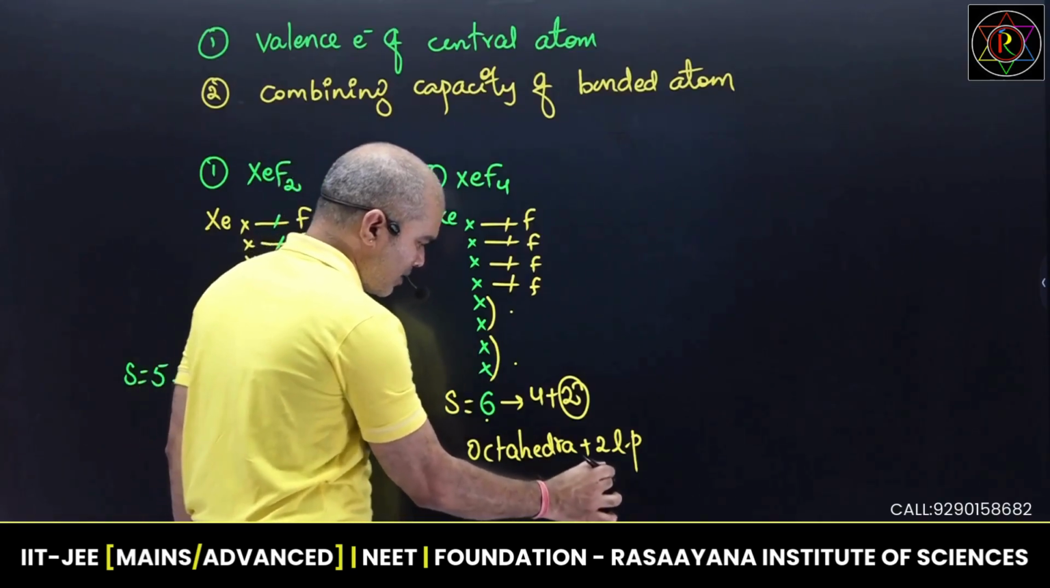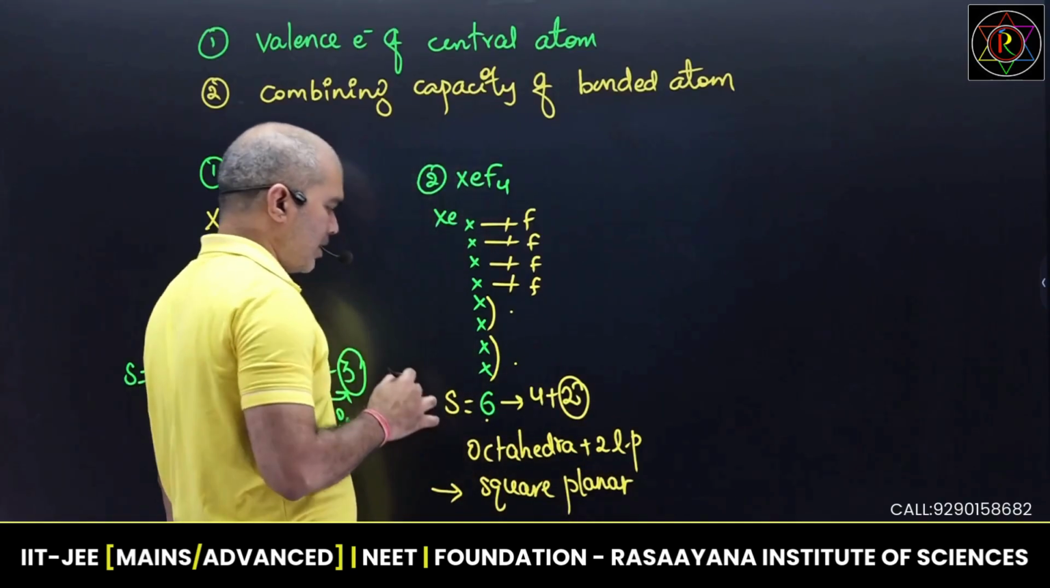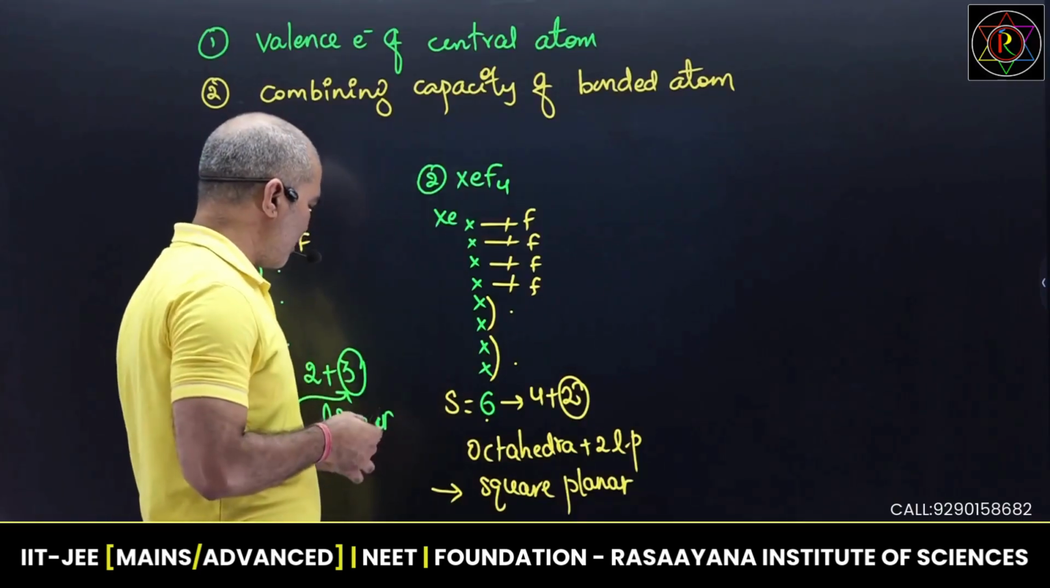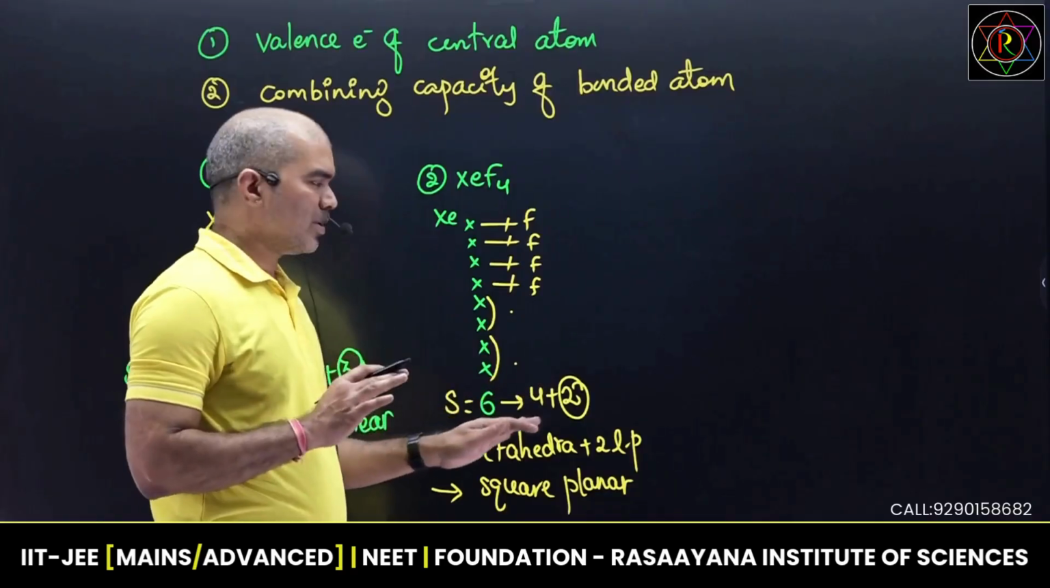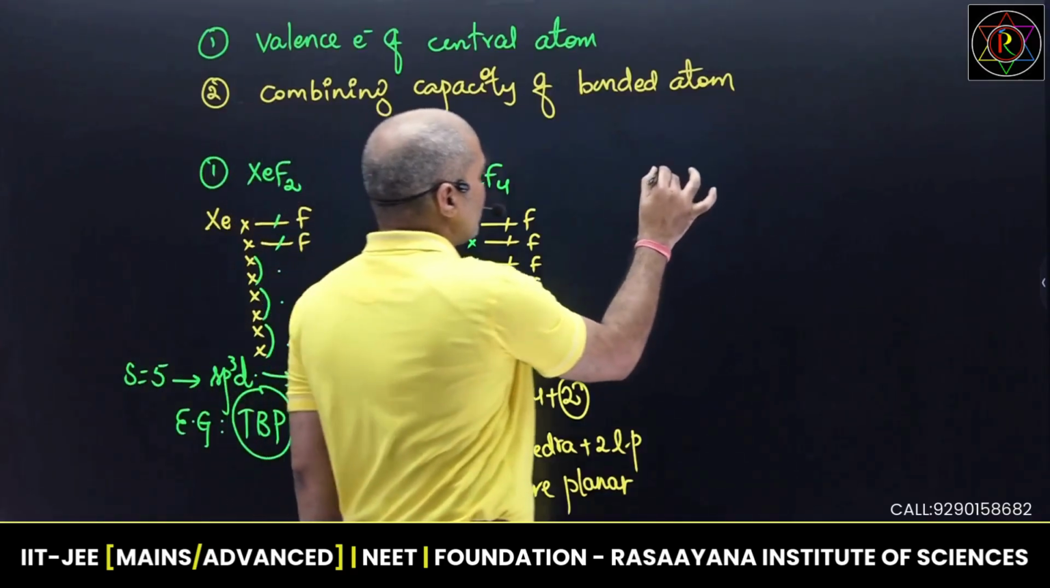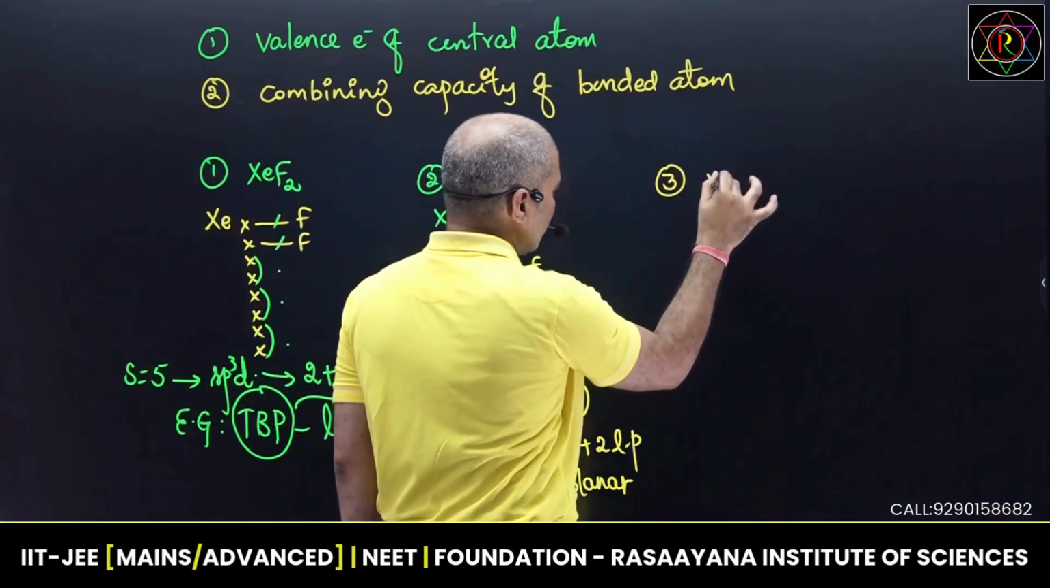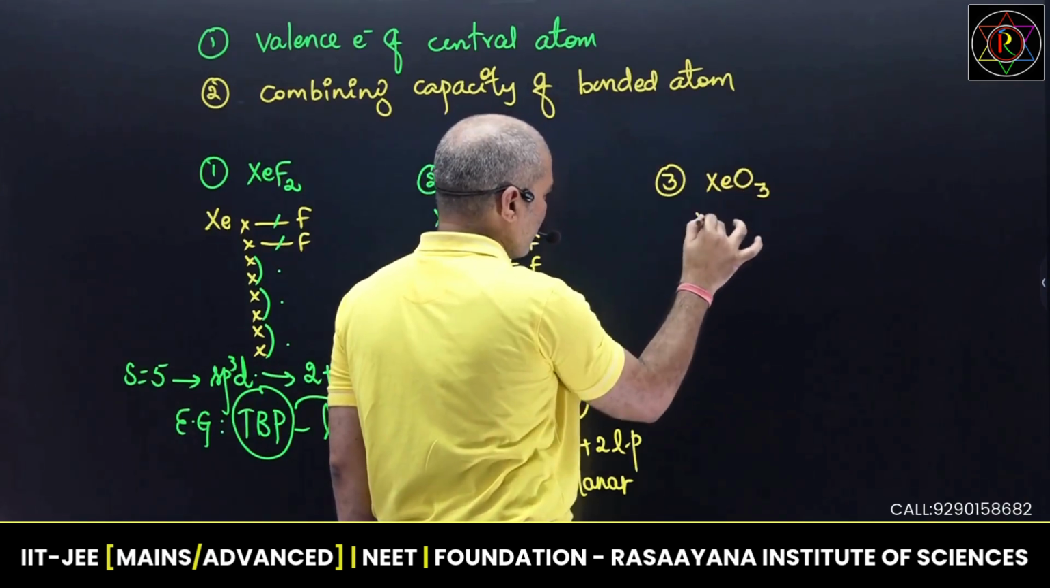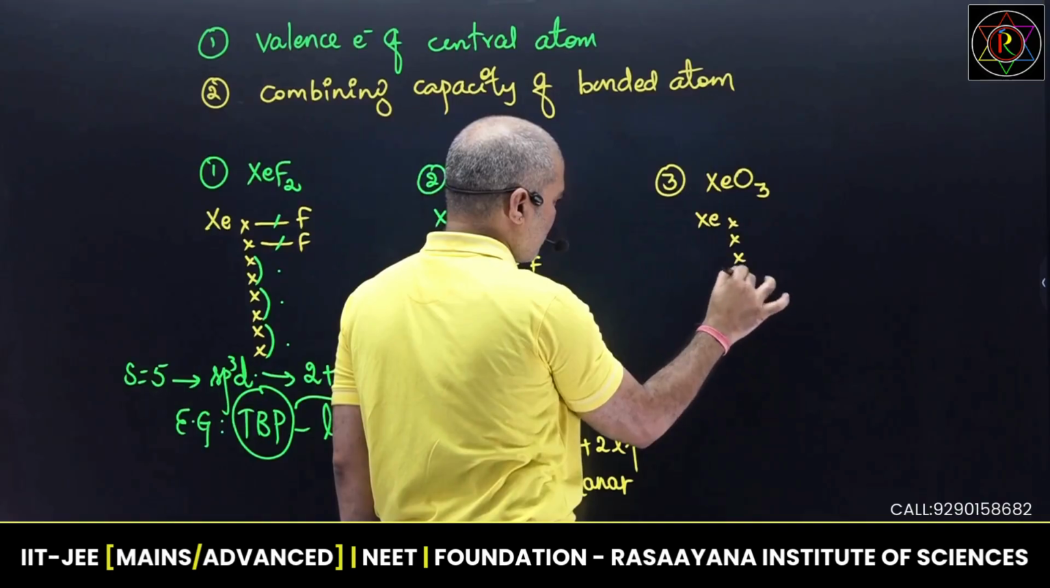But in the exam they have asked only electronic geometry. Trigonal bipyramidal, octahedral, such electronic geometries only. The third molecule they have given was XeO3. Again put xenon, 8 valence electrons.